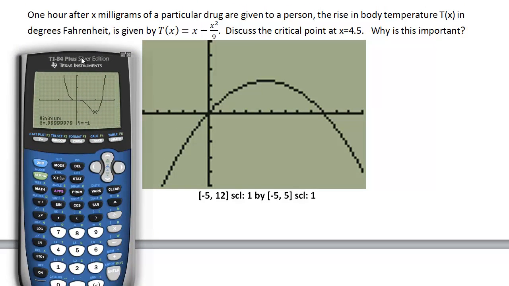So 1 hour after X milligrams of a particular drug are given to a person, the rise in body temperature, T of X, in degrees Fahrenheit is given by this equation. T of X equals X minus X squared divided by 9. And we're going to take a look at this graph. So we'll put this in alpha y equals, I can put in the stacked fraction, make it look exactly like that. So X minus, and I have X squared over 9.